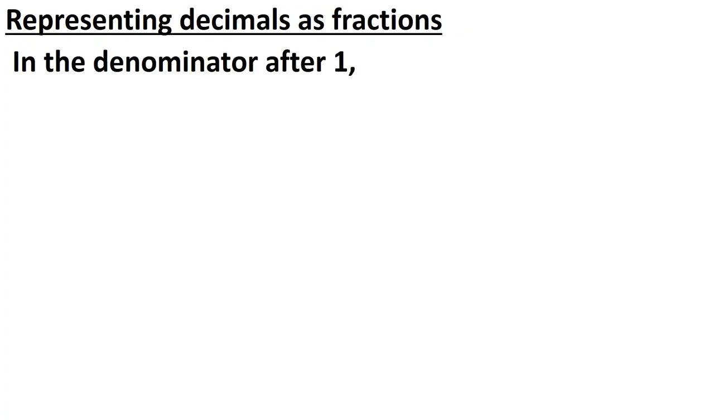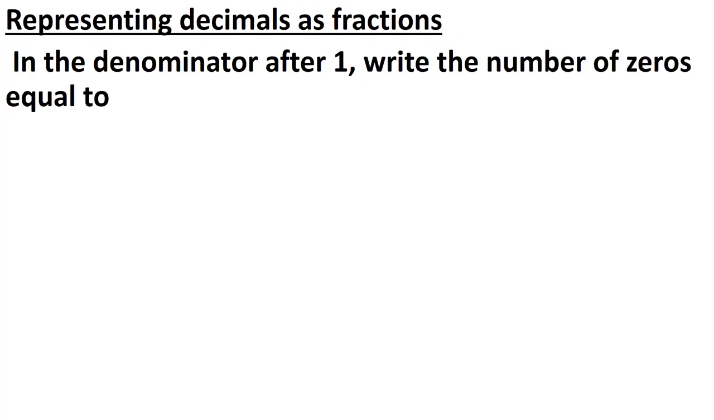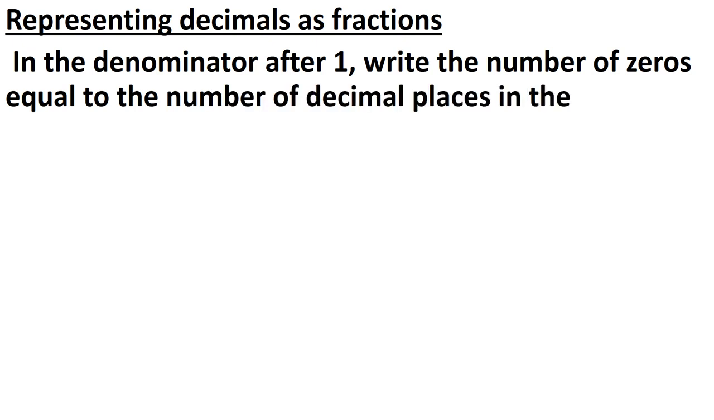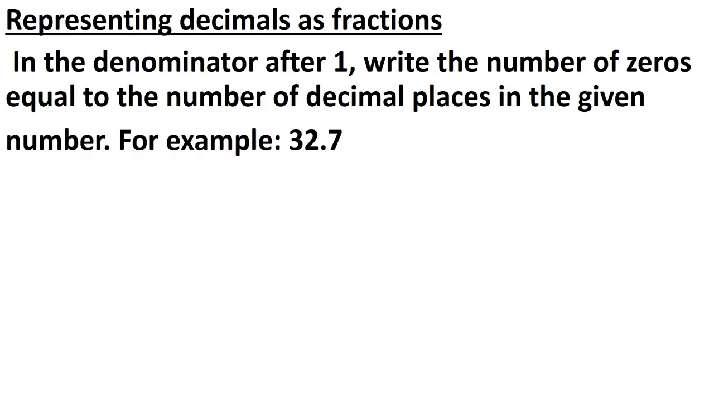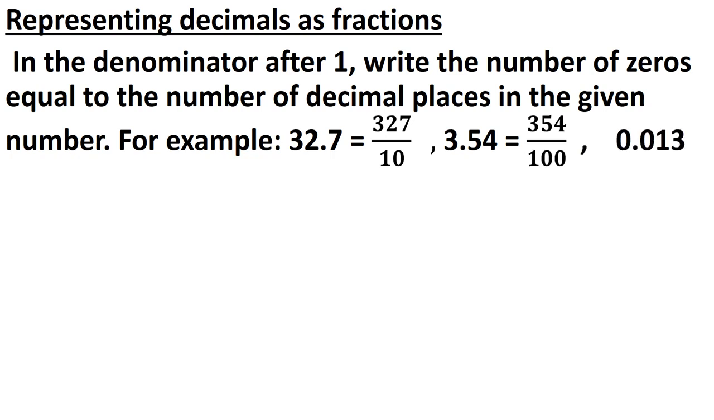Now representing decimal as fraction. When a decimal is given and you have to write it as a fraction, in the denominator, after 1, write the number of zeros equal to the number of decimal places in the given number. For example, 32.7. Okay, here after the decimal, one digit is there. So 327 upon 10. We will remove the decimal now from the numerator.